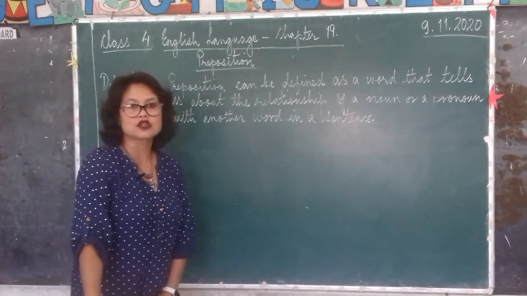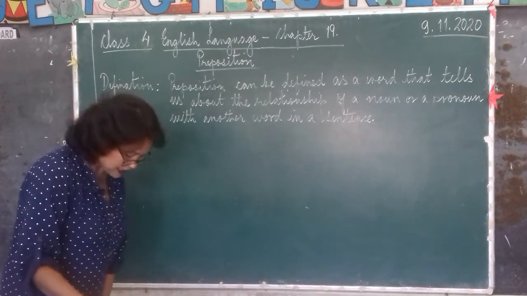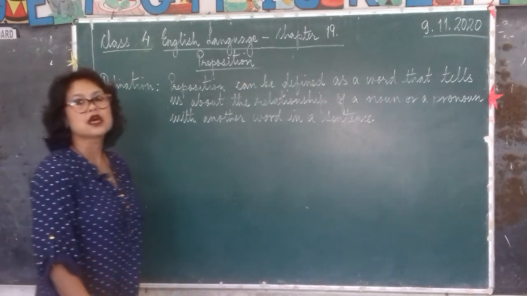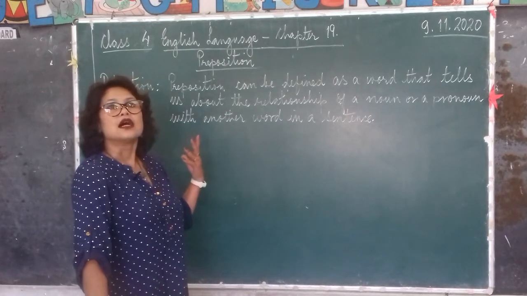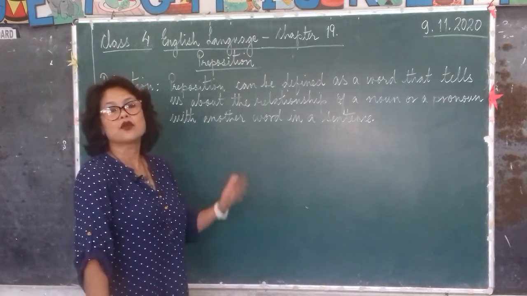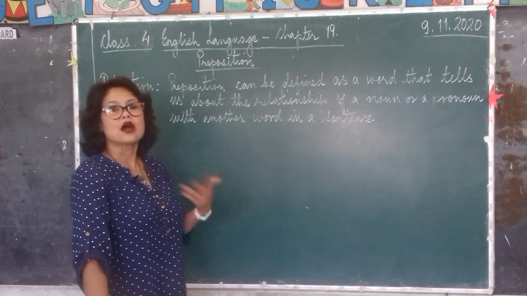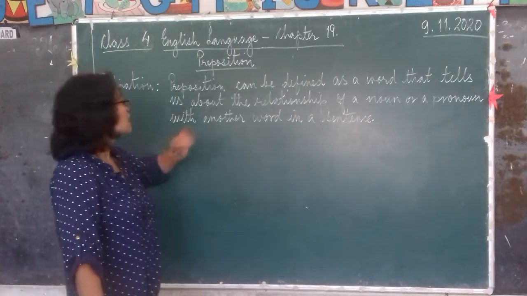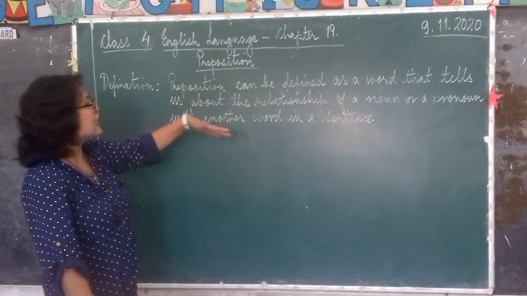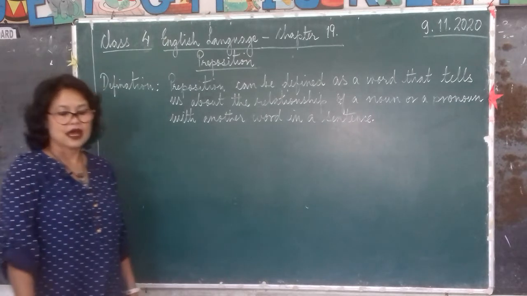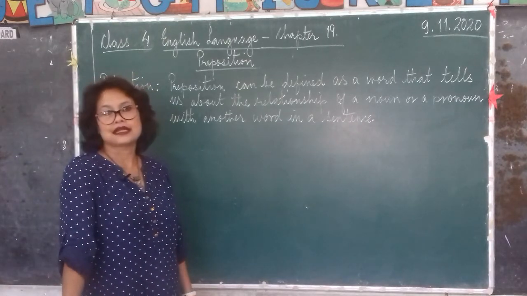Noun. What is a noun, children? You know what is a noun. Naming words. And pronouns, we've just done pronouns. Pronoun is a word instead of a noun. Like I, we. That is a pronoun. Nouns, any name. Chair, table, desk, everything. This is a noun. So a preposition can be defined as a word that tells the relationship between the noun or a pronoun in a sentence.